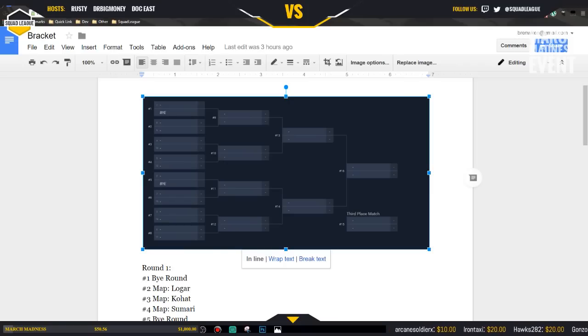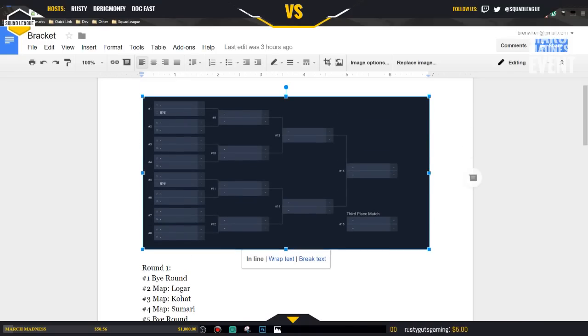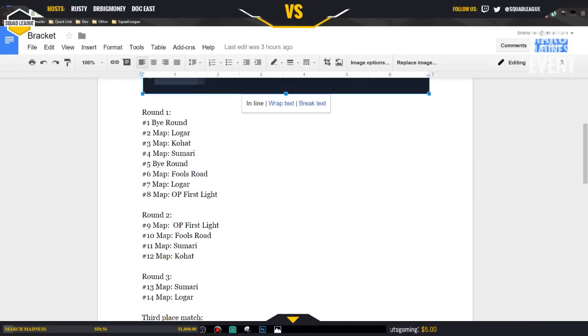You can see the match numbers here. You've got your third place match, number 15 and 16, right there. So it is 16 matches, but again, it'll be 14 since we have those 2 bye weeks. And then you can see here, round 1, the map listing. We've got Logar, Kohat, Samari, Fool's Road, Logar, and OP First Light. Now, round 2, we have OP First Light, Fool's Road, Samari, Kohat.